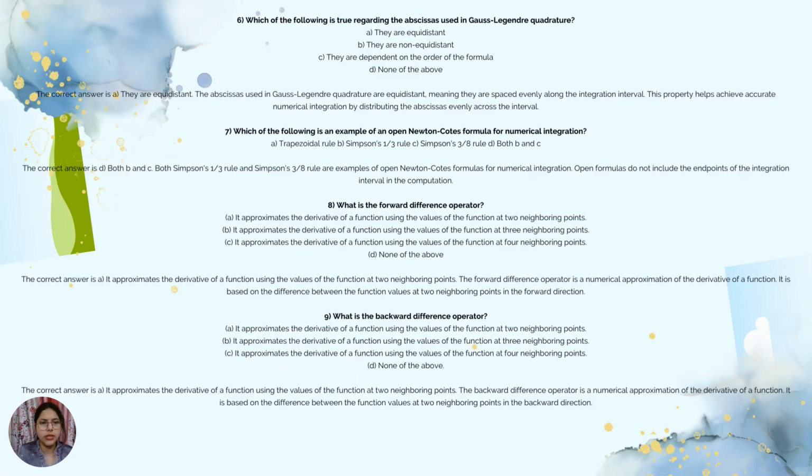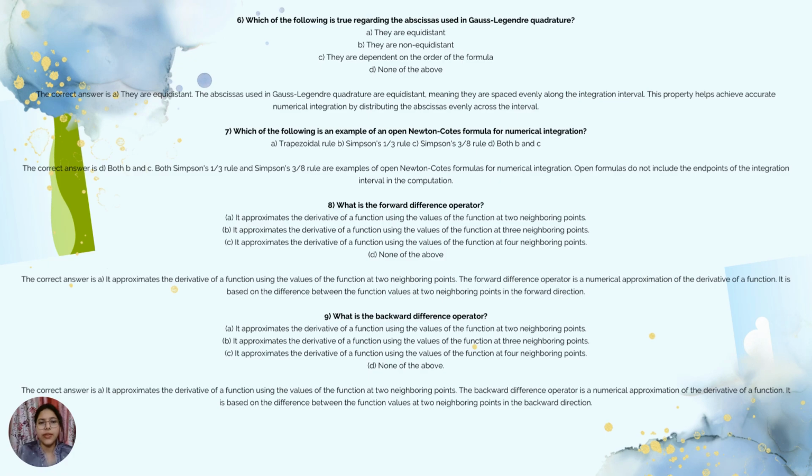Question number 6 is: which of the following is true regarding the abscissas used in Gauss-Legendre quadrature? Option A, they are equidistant. Option B, they are non-equidistant. Option C, they are dependent on the order of the formula. Option D, none of the above. The correct answer is A. They are equidistant. The abscissas used in Gauss-Legendre quadrature are equidistant, meaning they are spaced evenly along the integration interval. This property helps achieve accurate numerical integration by distributing the abscissas evenly across the interval.